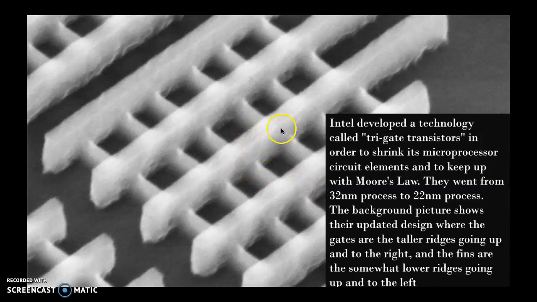So this kind of shows what an actual processor circuit looks like inside a computer and how they've shrunk this down to continue to keep up with Moore's Law and make computers even smaller than before.